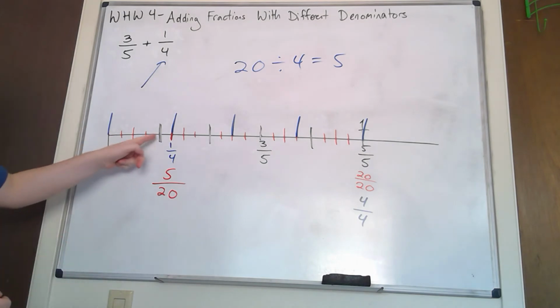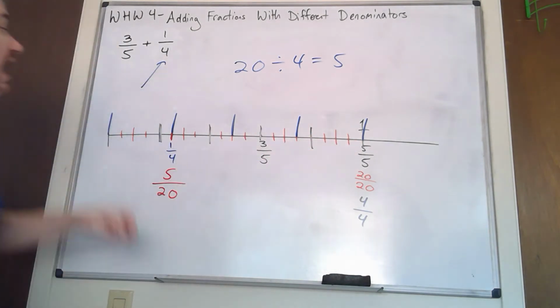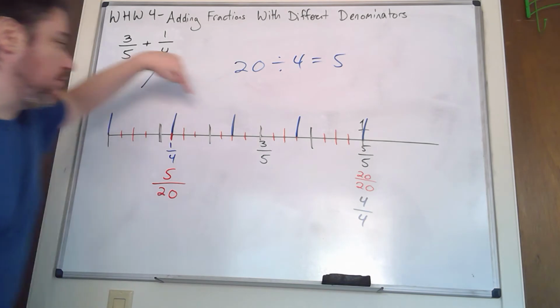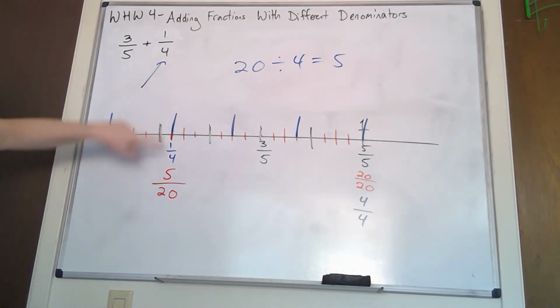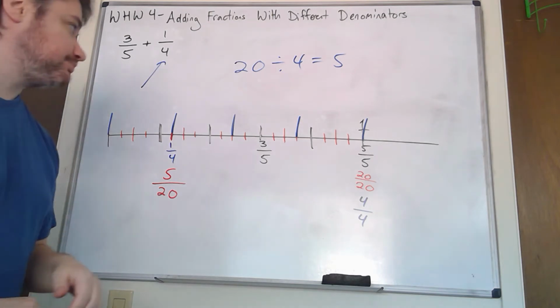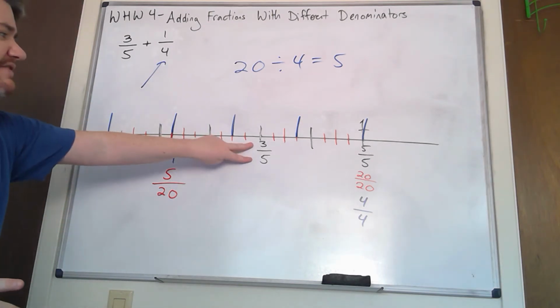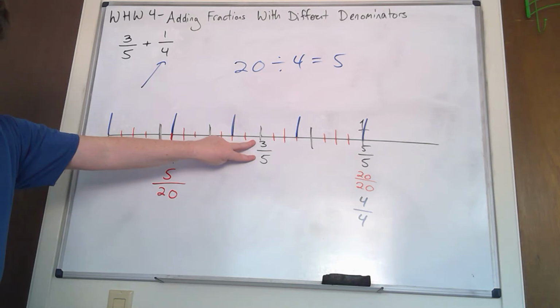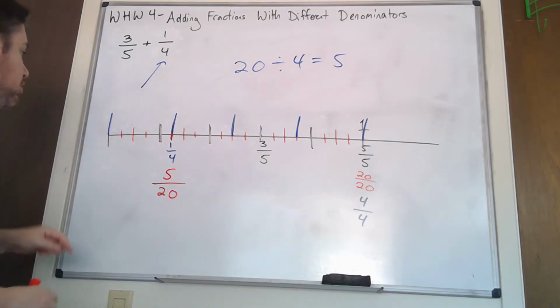I see 1, 2, 3, 4, 5 little segments out of 20. I also see 1, 2, 3, 4. I see 1 blue segment out of 4. So I can really see that those two marks are the exact same number, exact same value. Okay. Without even converting this into a different denominator, which I could, we can now start to look at it to find our answer.